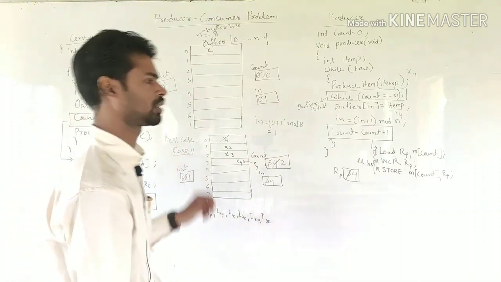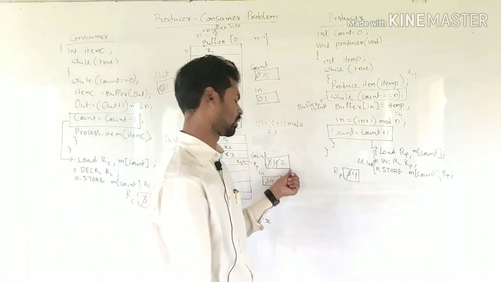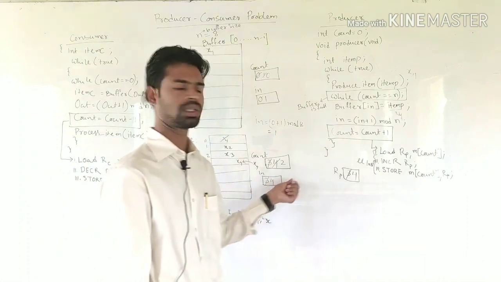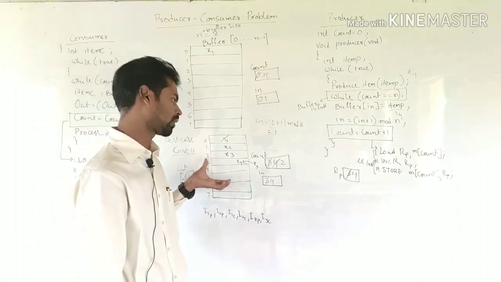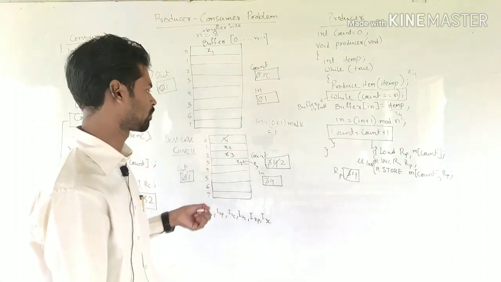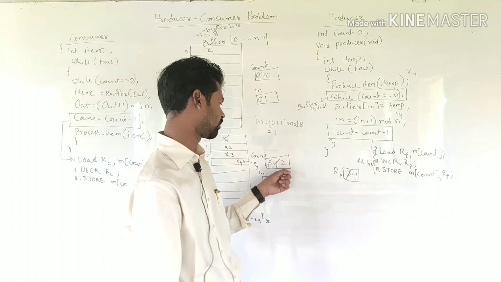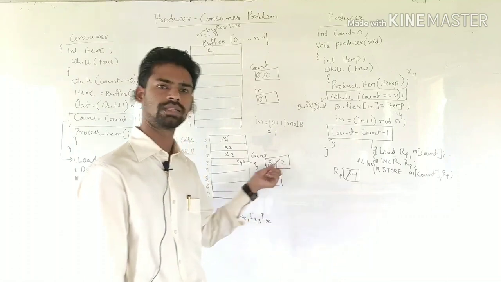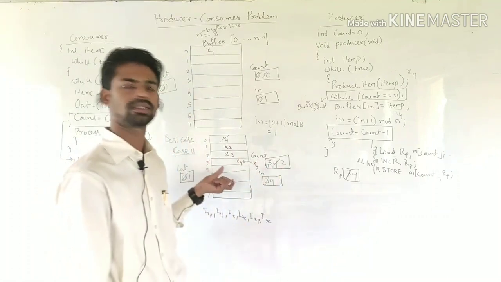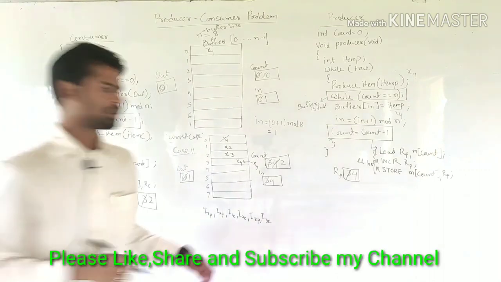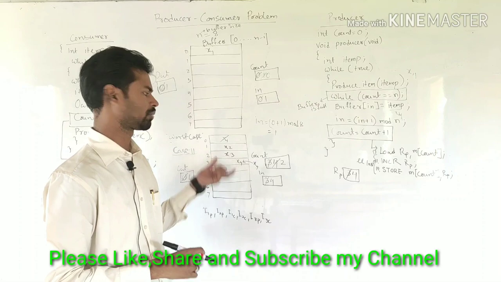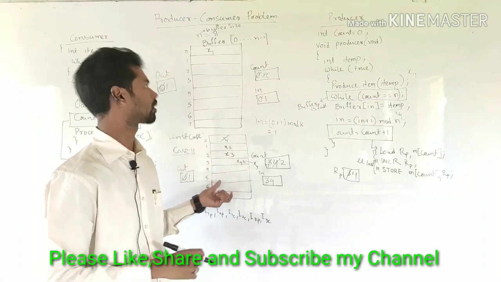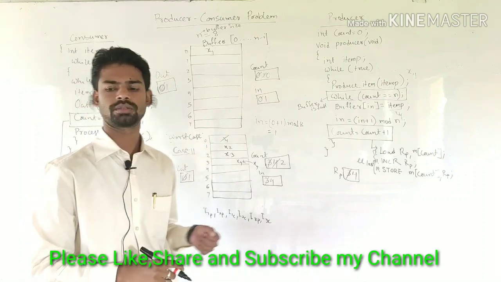If two processes are completed, here the count variable must show the exact number of items present inside the buffer. But in this case, what is the value of count? It is 2. That means only 2 items are present inside the buffer. This is the worst case. We are not getting the exact number of items present inside the buffer. This is all about the producer consumer problem.